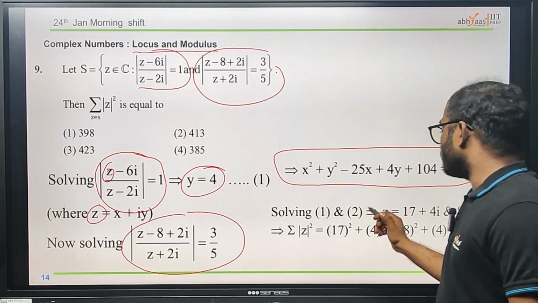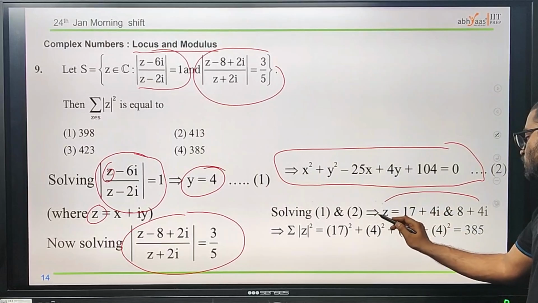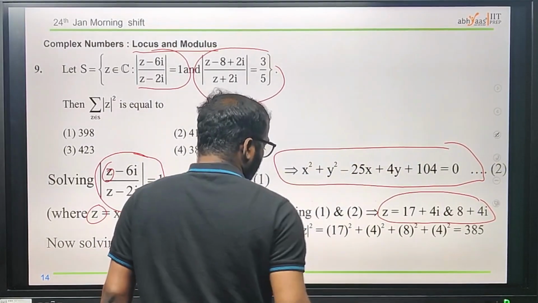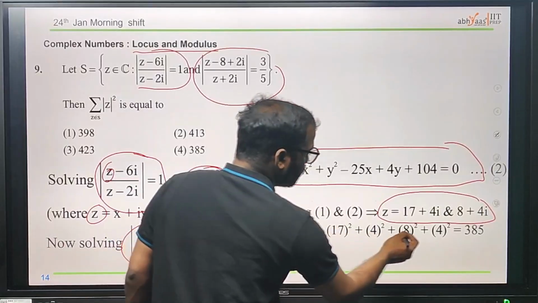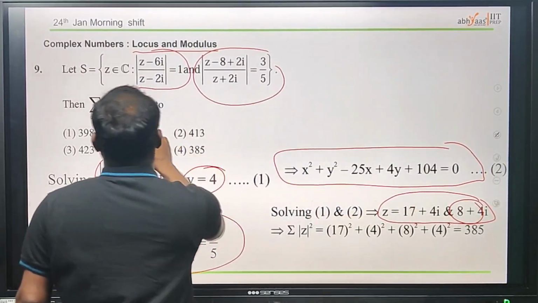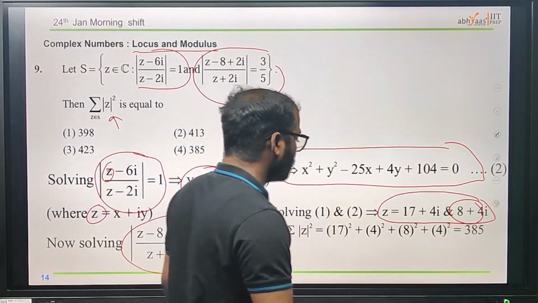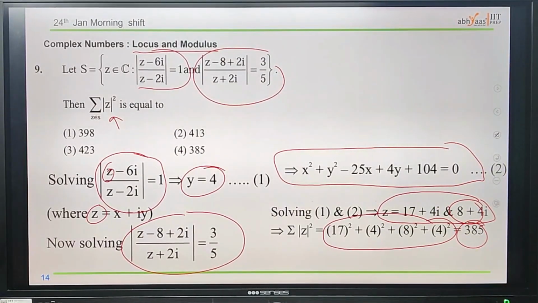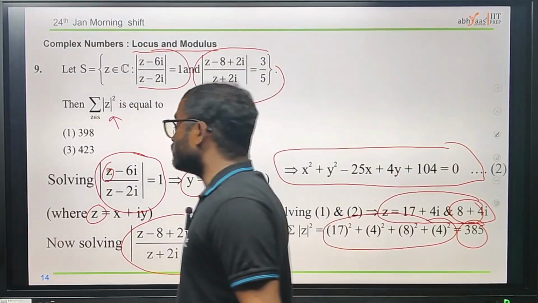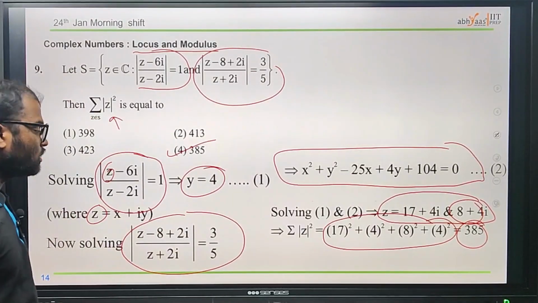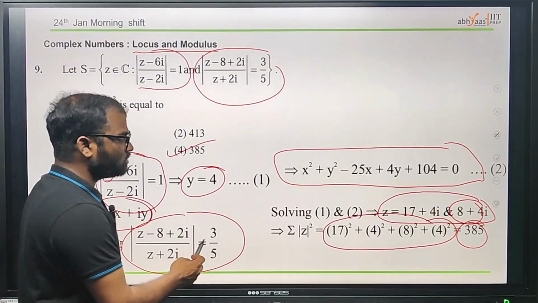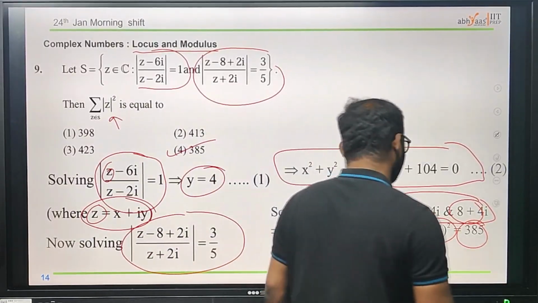After solving 1 and 2, we will get z equal to 17 plus 4i and 8 plus 4i. Now whatever we got, just use it here in the modulus whole square, and we will get the answer as 385. I hope you understood this. This question is a simple one, you just need to substitute to find the x and y values, and in order to substitute those values, get the final answer.